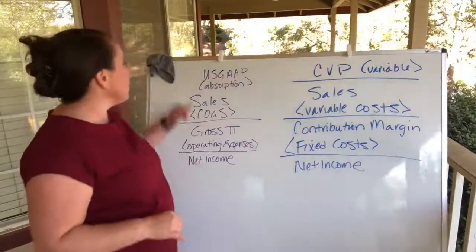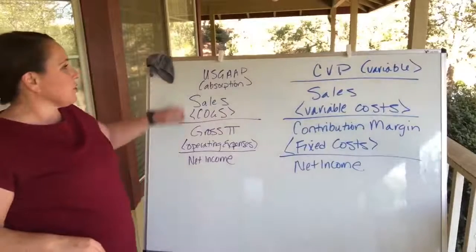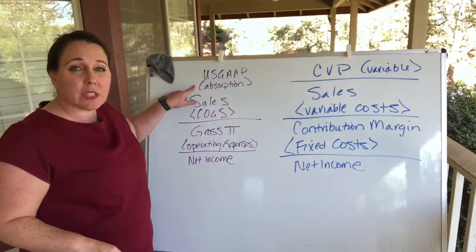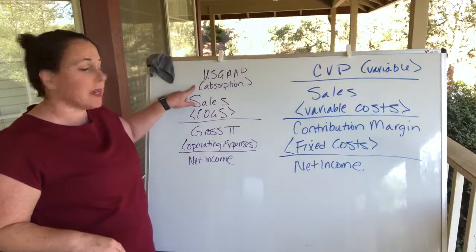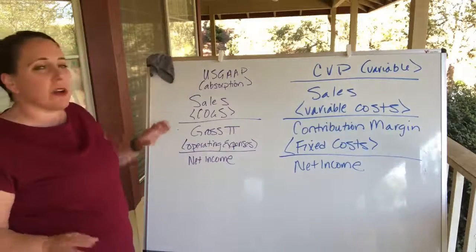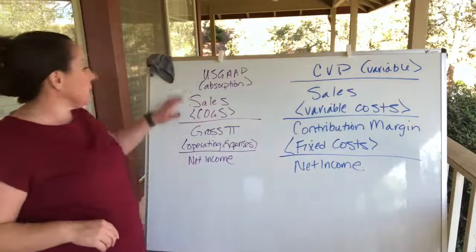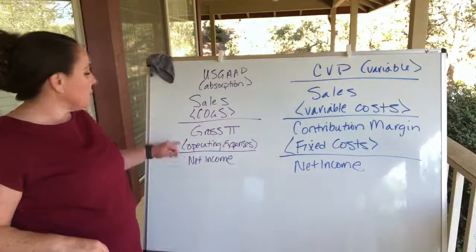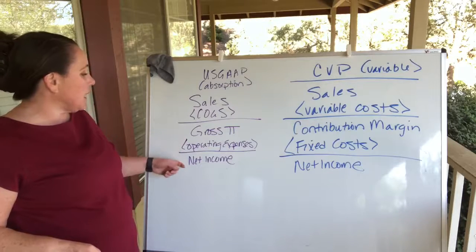So, if you remember our US GAAP financial statements, which in the next module we're going to call absorption financial statements. You don't have to remember that now. I'll talk about it next module. But our traditional income statement is sales minus cost of goods sold equals gross profit. And then we subtract our operating expenses to get net income.